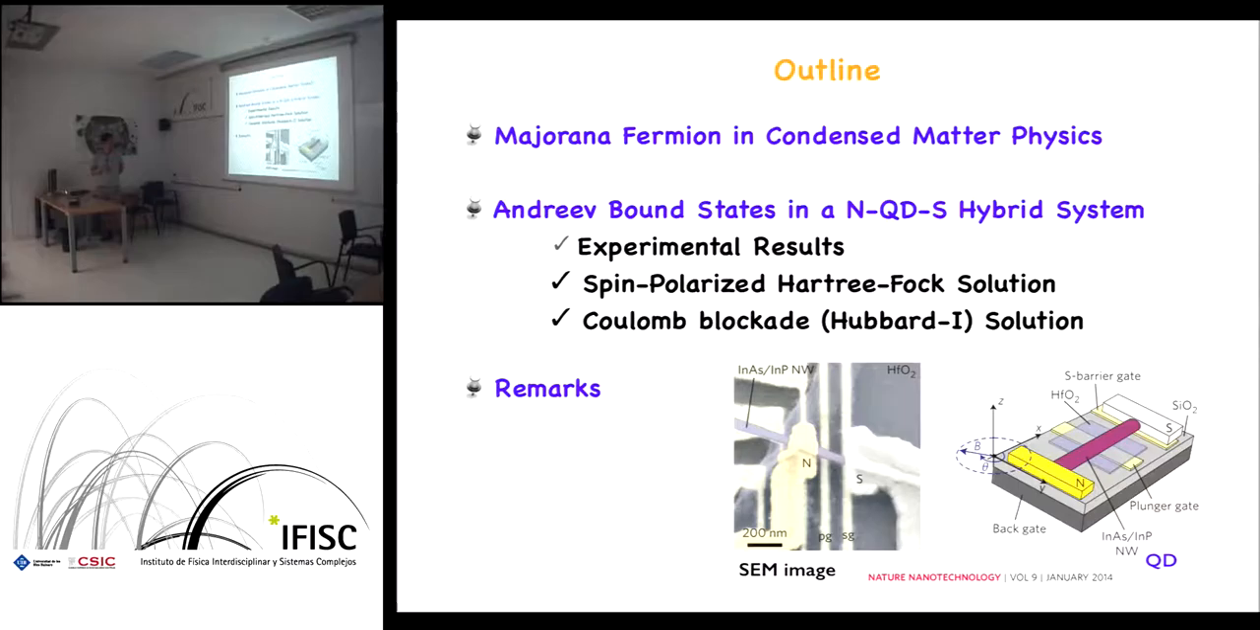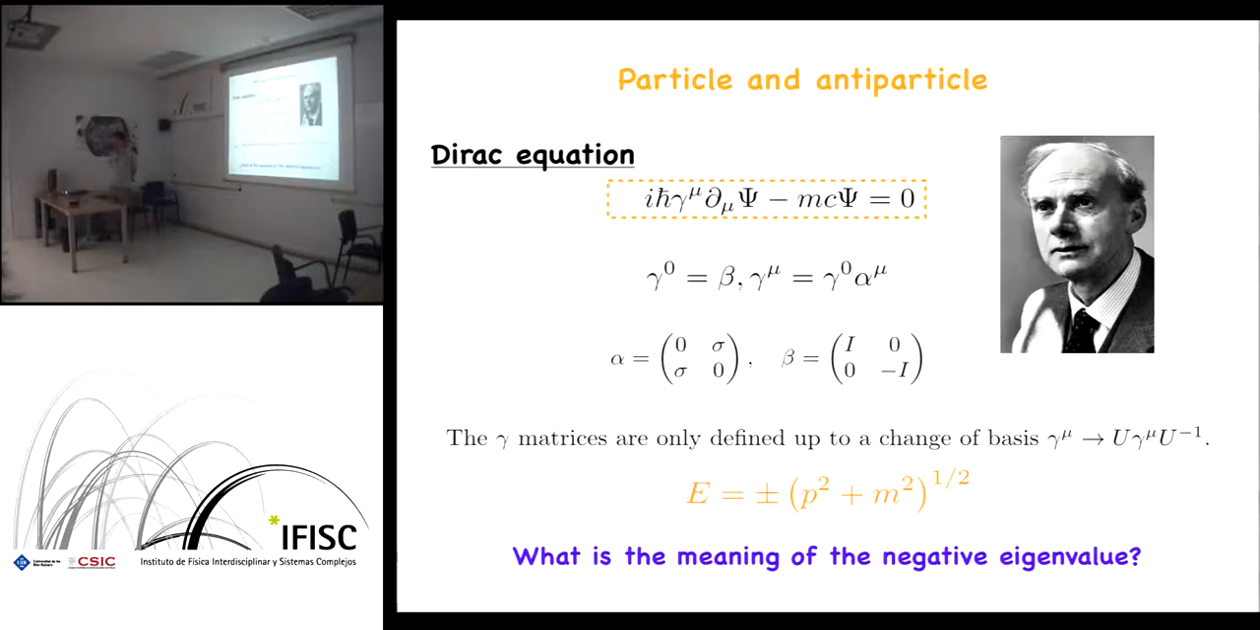So before addressing the Majorana fermion, let us focus on what is the particle and antiparticle. This is the famous Dirac equation. As you can see here, this is a first order differential equation in space and time. So it satisfies the principle of relativistic theory. So up to now it is fine, but it gives two eigenvalues. One is positive, one is negative. Then the question is, what is the meaning of the negative energy solution?